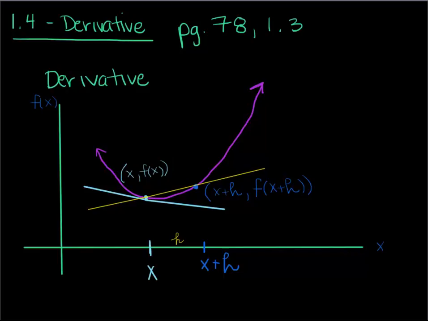So then the slope of this yellow line, I can approximate the slope of my tangent line with the slope of this yellow line. And what is the slope of this yellow line? It would be the change in my y values.